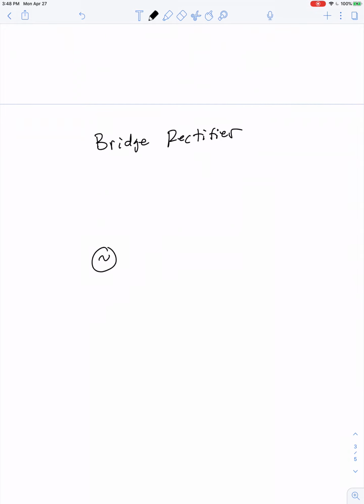So again, here's our generator. And instead of just one diode, we're going to use a system of 4 diodes. And we'll hook them up something like this. Okay, hopefully you're with me so far.